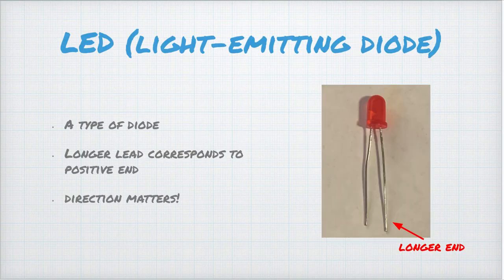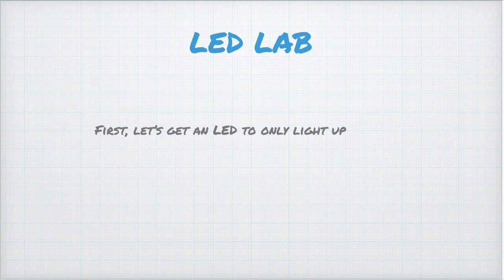This is an LED. I'm certain you have all heard of these before. They are a type of diode. The longer lead corresponds to the positive end, and the shorter lead corresponds to the negative end. Direction matters, as we saw in the last example. Now we are going to try and make an LED light up.